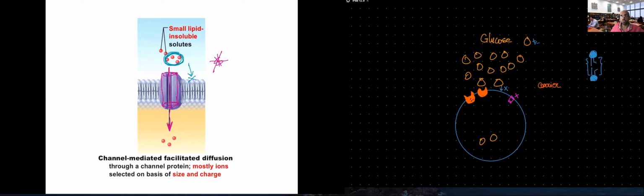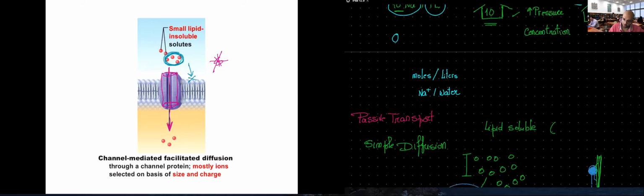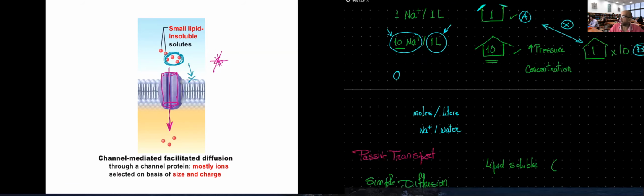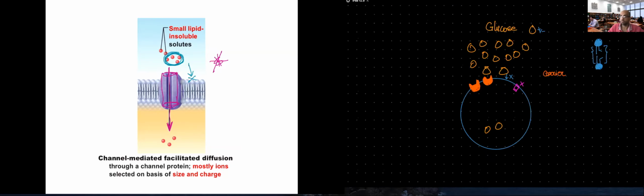No. What else? If you do have carriers for the glucose to be transported, would you need to have energy consumed to get this glucose in? Would you need to pay for this glucose to move in or not? Am I moving from high to low or low to high? I'm moving from high concentration gradient to low concentration gradient. So would you need to pay me to allow the transport? No.